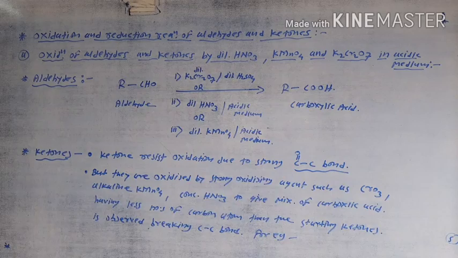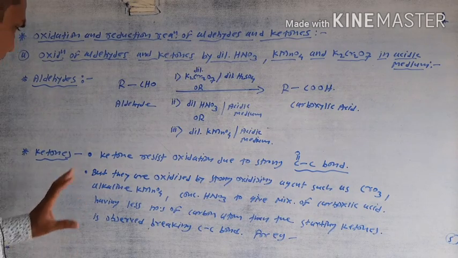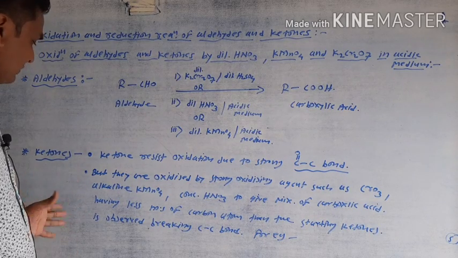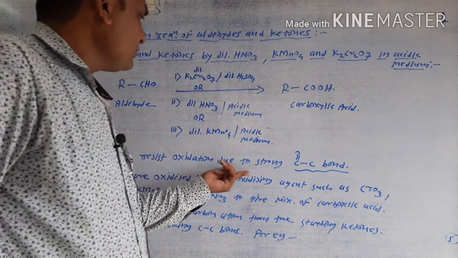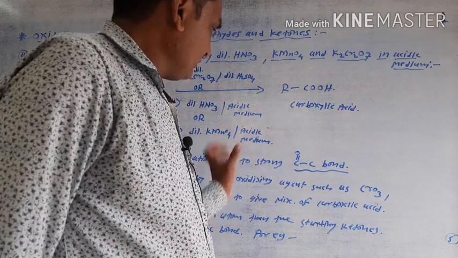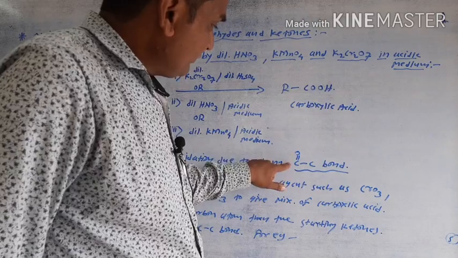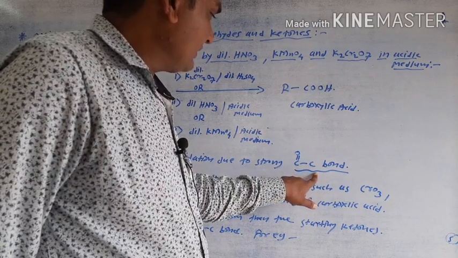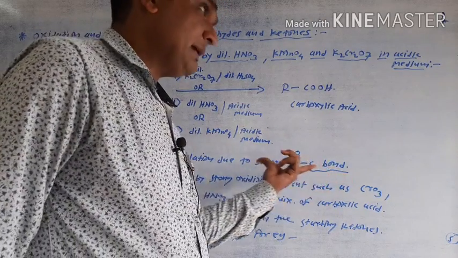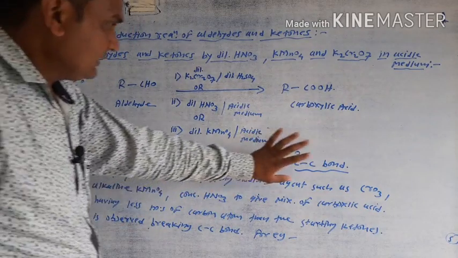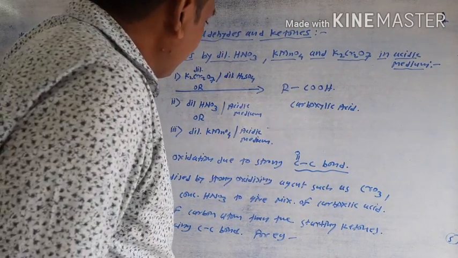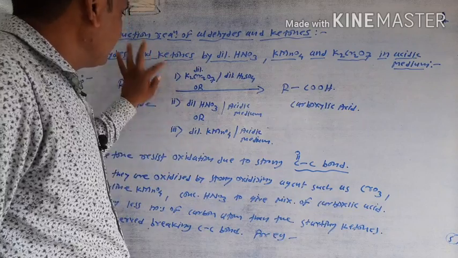In general, for ketones, note down the important point about oxidation of ketones here. Ketones resist oxidation due to the strong bond between the carbonyl group and the other carbons. There is a very strong bond present in the ketone, so these ketones do not get oxidized by mild oxidizing agents like the above three reagents.